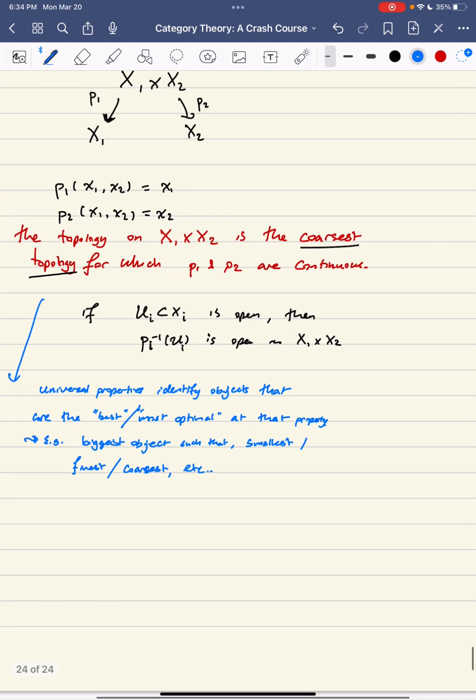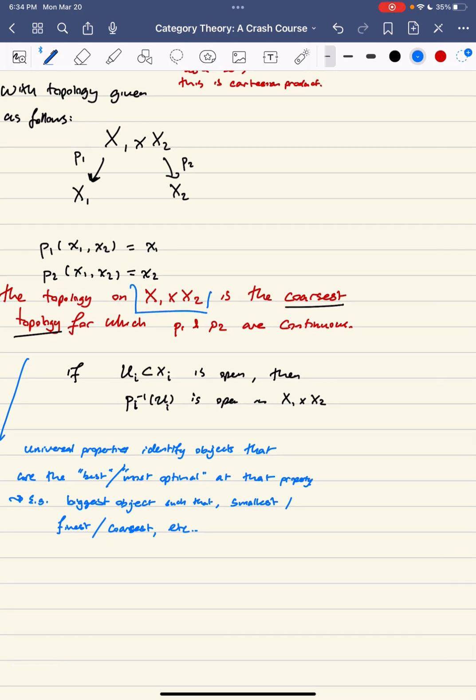So, for example, there are many topologies on this thing that make these maps continuous. For example, I can give this thing the discrete topology. The discrete topology makes these maps continuous as well.